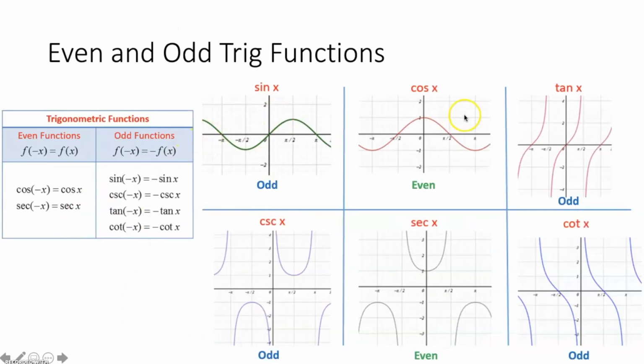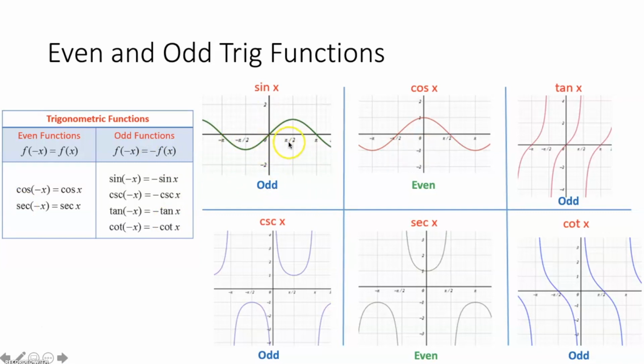Now, here are the 6 basic trig functions: sine, cosine, tangent, cosecant, secant, and cotangent, and whether they're even or odd. You're going to have to memorize which trig functions are even and which trig functions are odd. And it's pretty easy because only 2 of the trig functions are even, and they're both based on cosine and secant. Now, you may think, how are these even and odd functions?